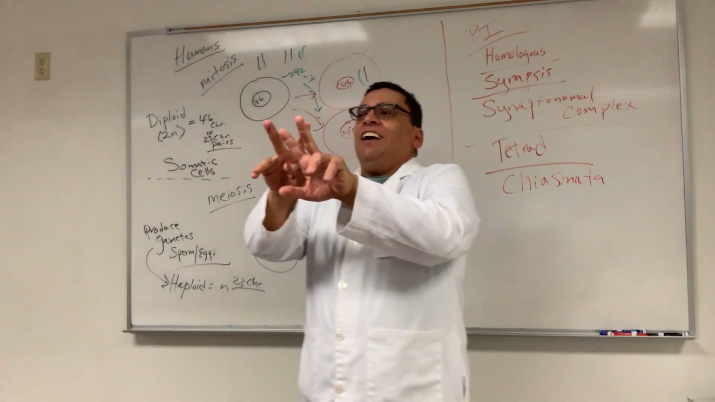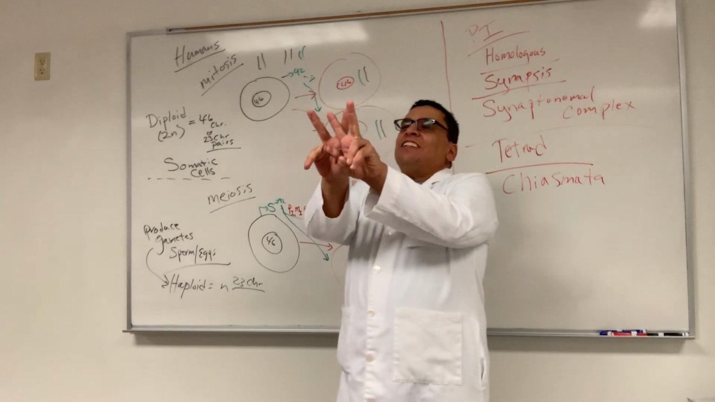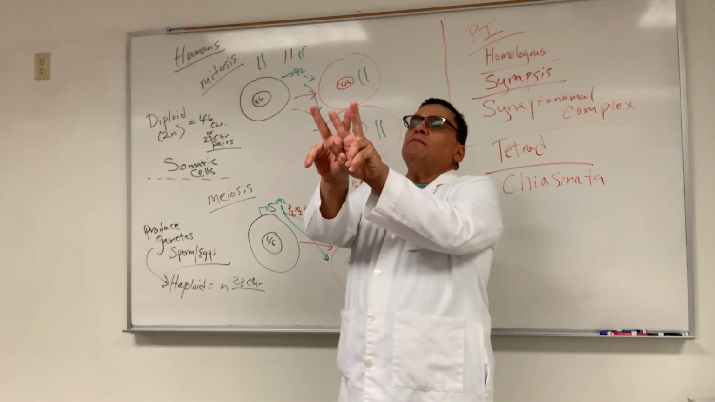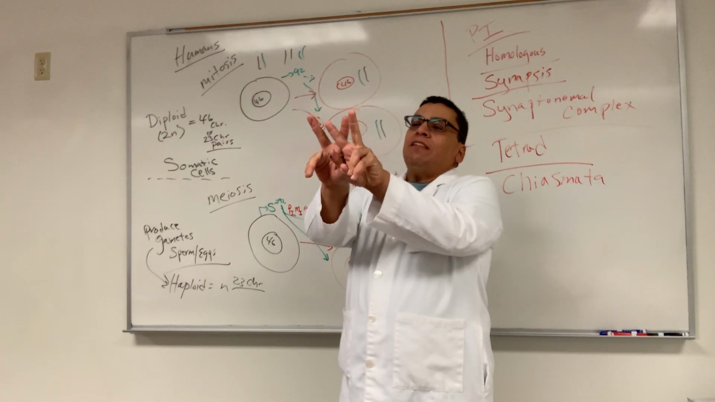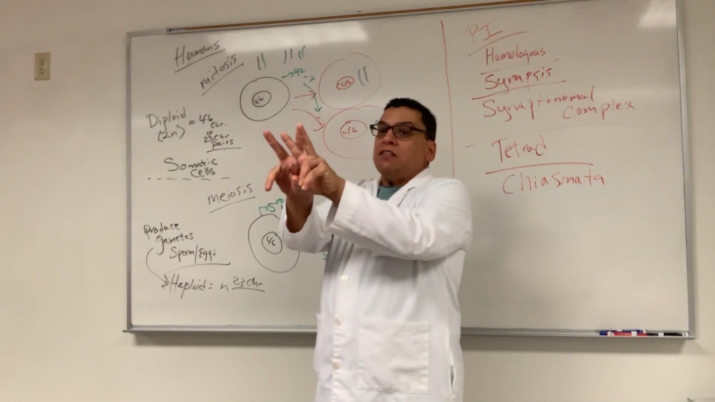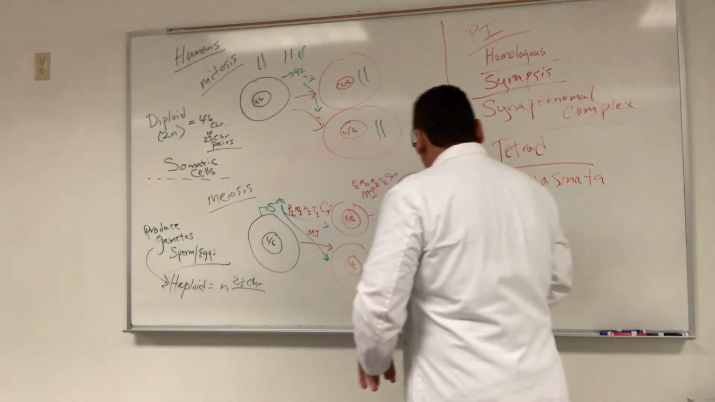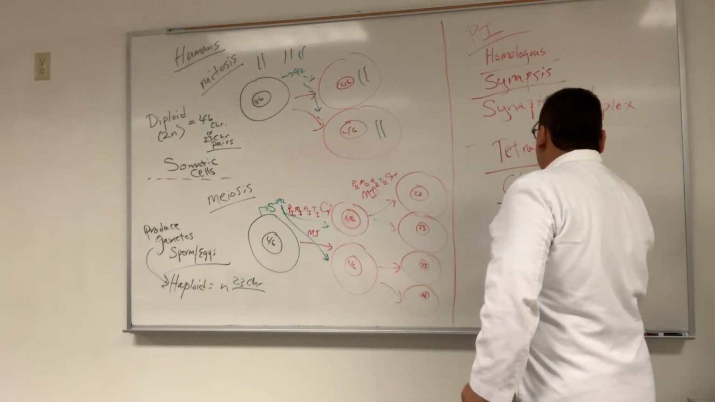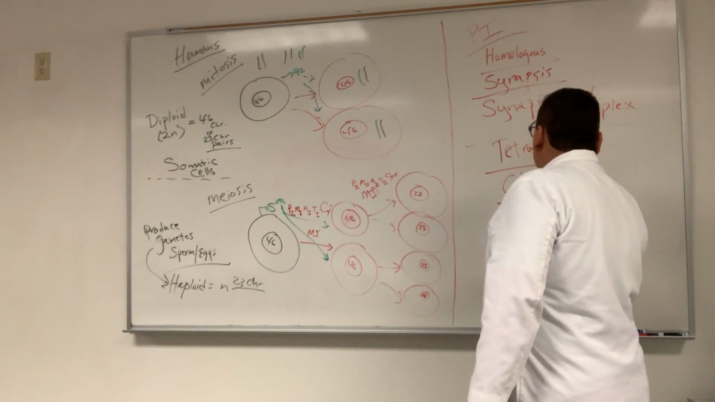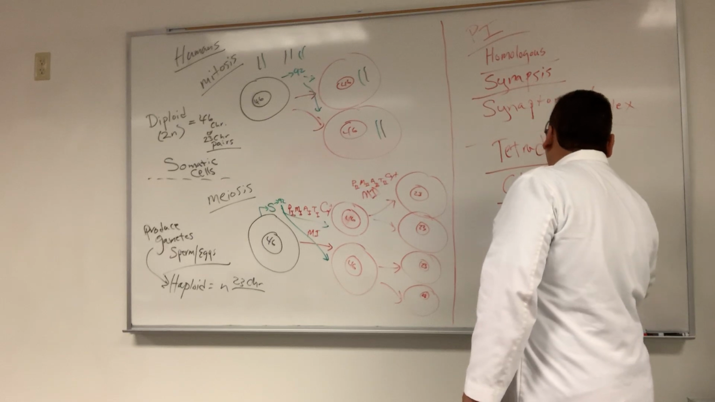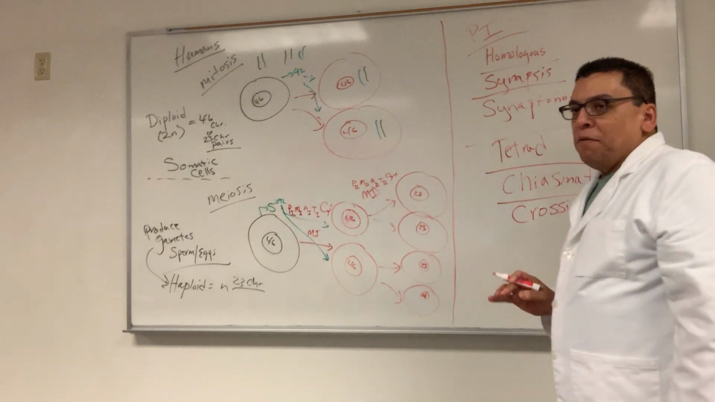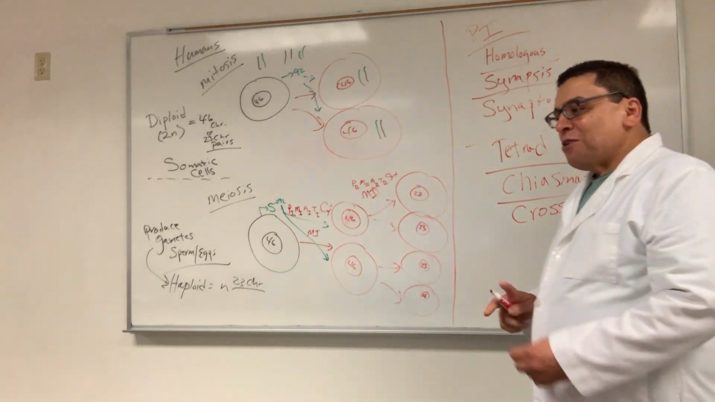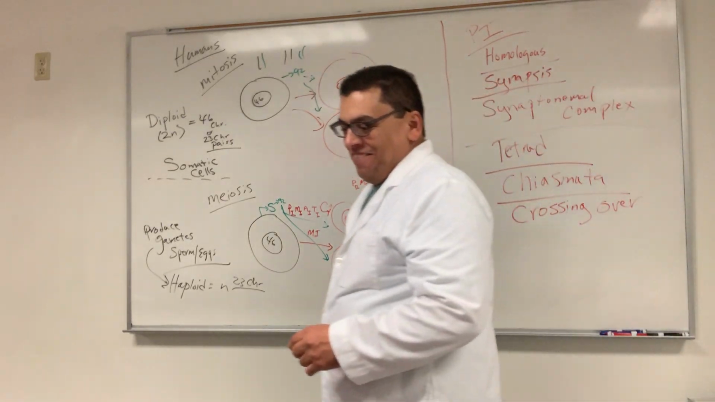Isn't that called crossing over? Yeah. The structure formed is called chiasmata, but the process is called crossing over. The structure is chiasmata, but the event is called crossing over. And it has nothing to do with anybody dying here, right? This is crossing over of genes.